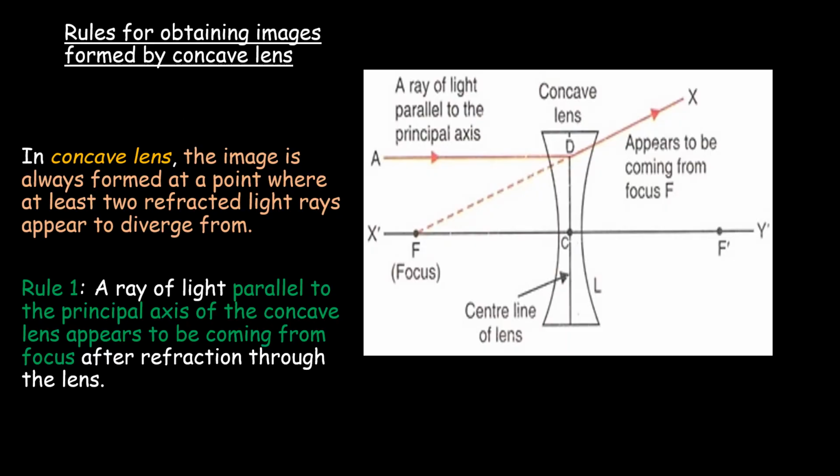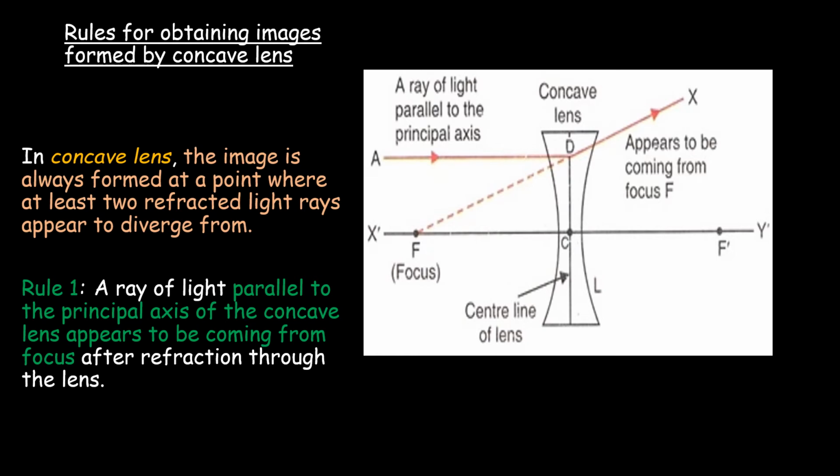Now we are coming to the cases for concave lens. Here also we need to learn about the rules. In concave lens, the image is always formed at a point where at least two refracted rays appear to diverge from. They will never meet actually. They will be appearing to diverge from.